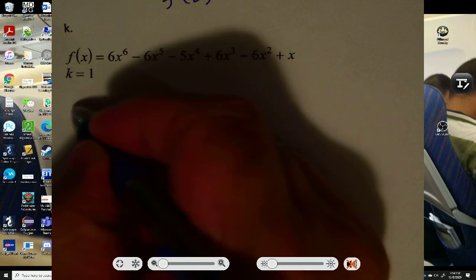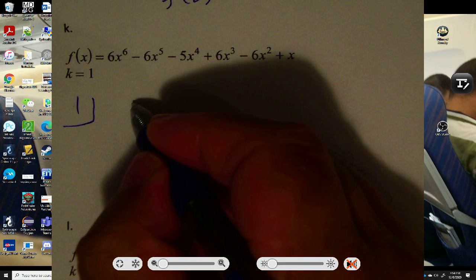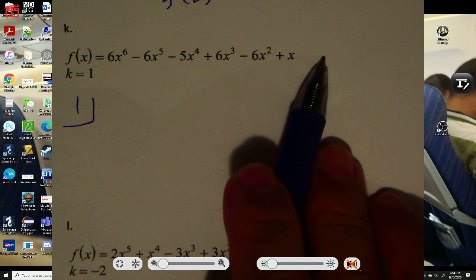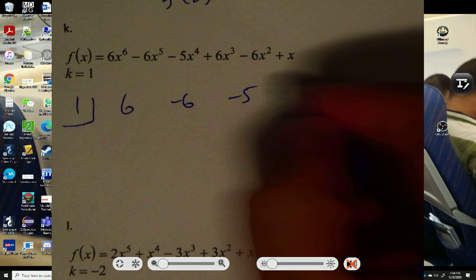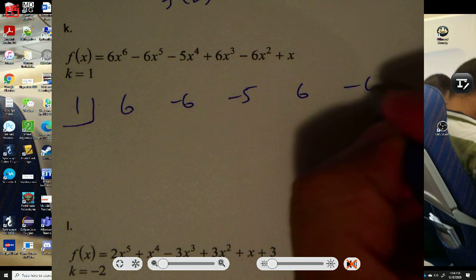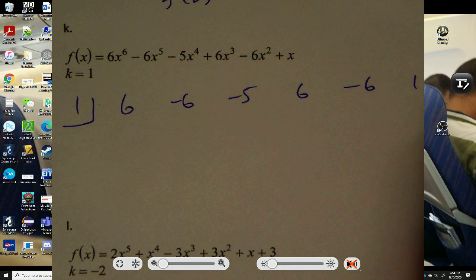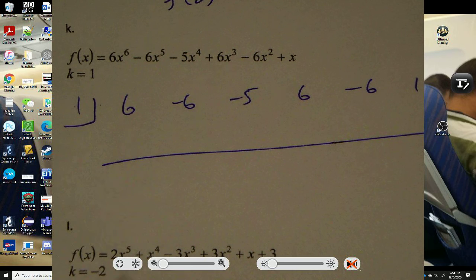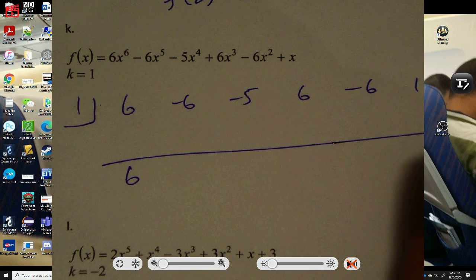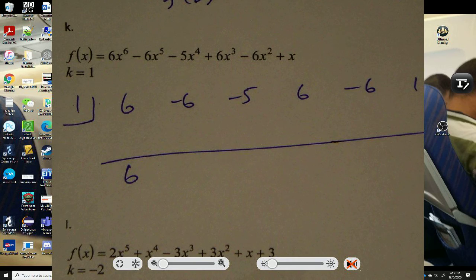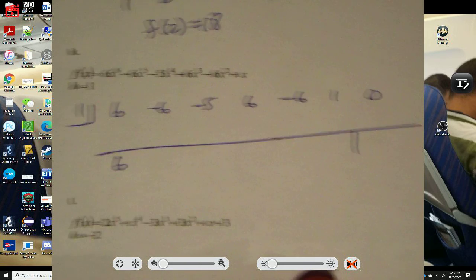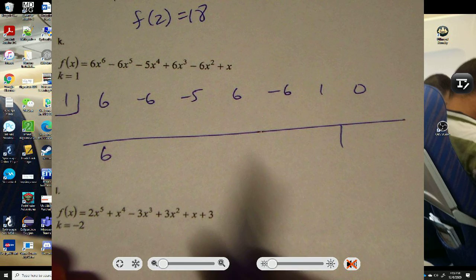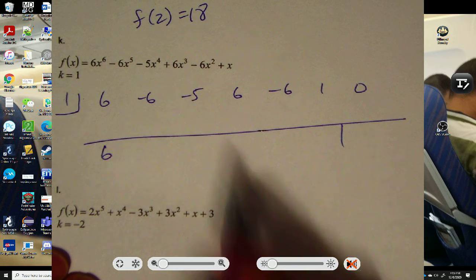Alright. 1 goes in the box. And it's missing a constant, so I need a 0 at the end. So it's 6, negative 6, negative 5, 6, negative 6, 1, and 0. Alright, bring down the 6. Put a little cubby hole. So I put a 0 at the end there. It's missing a constant, so I had to put that 0 at the end.